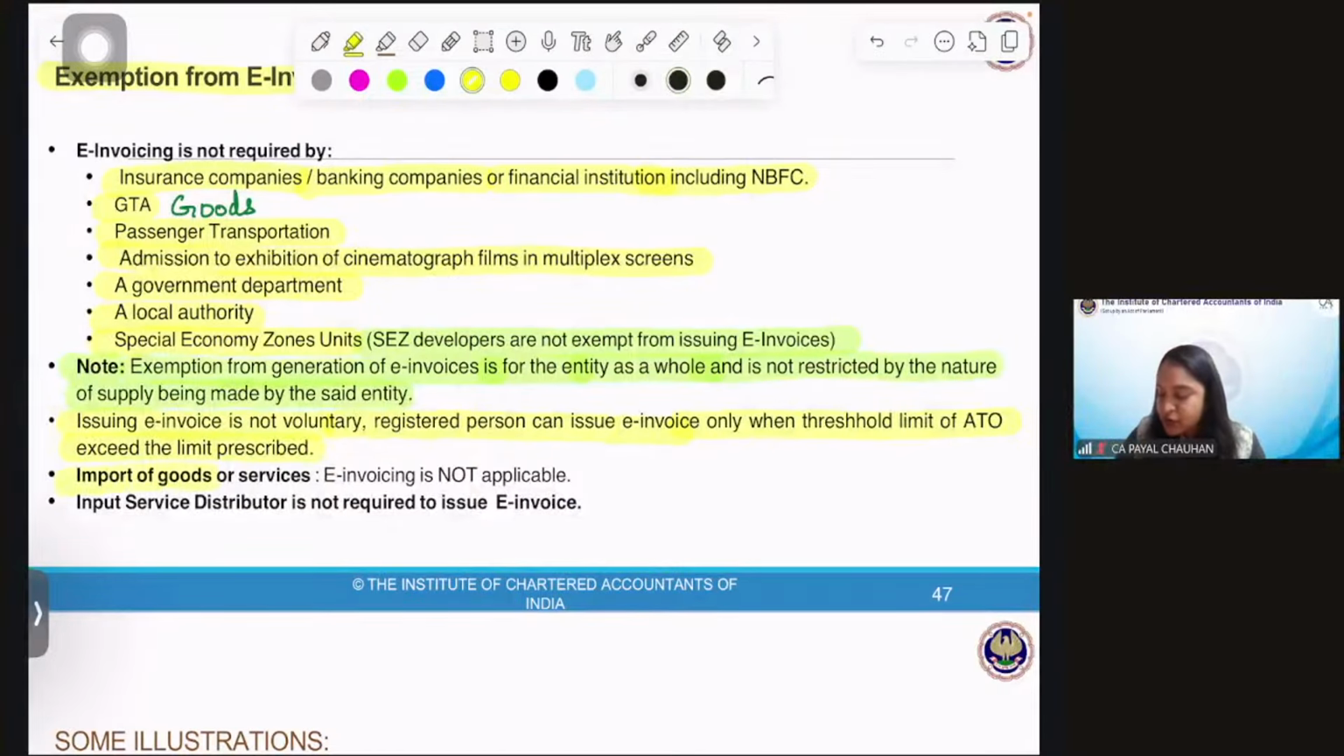Now, import of goods or service, usually students get confused that in case of import also, do we have to issue an e-invoice? The answer is no. In case of import, e-invoice is not applicable. Input service distributor, though ISD is at final level, but still, we can have an MCQ. If I'm an input service distributor, then also for me, issuing an e-invoice is not required. Yes, Adil, perfect. For export it is yes, and for import it is no.